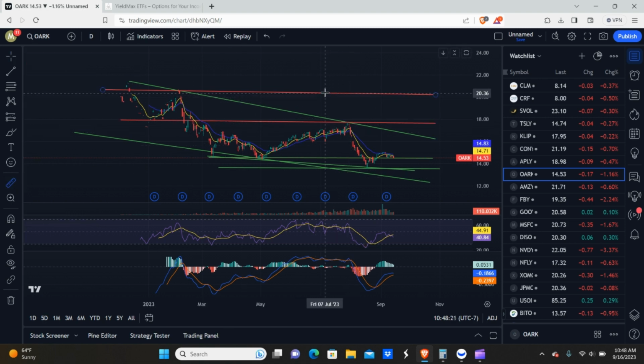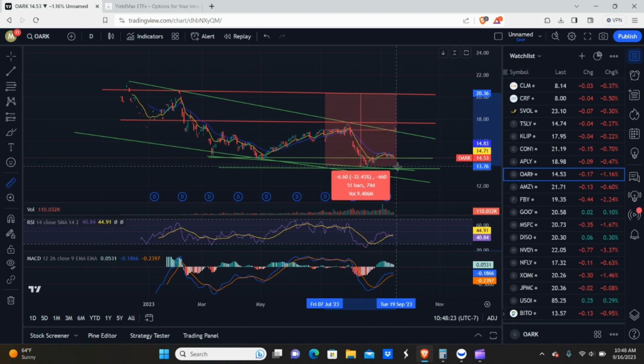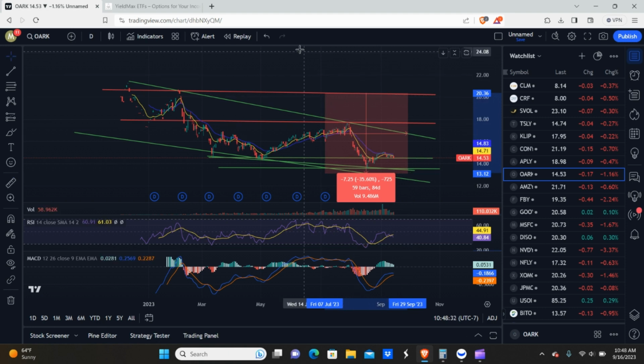If you bought at the top of this channel and you didn't buy anything at all down to the bottom, you would have been down about 35% on your money. But again, it's only a loss if you sell. But you could have DCA'd your way down into this.